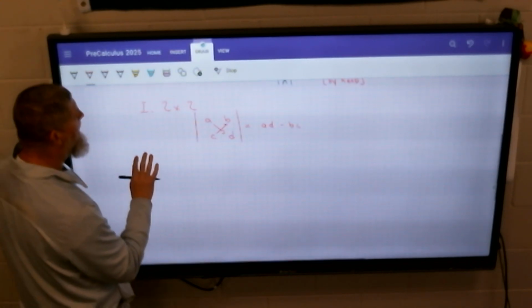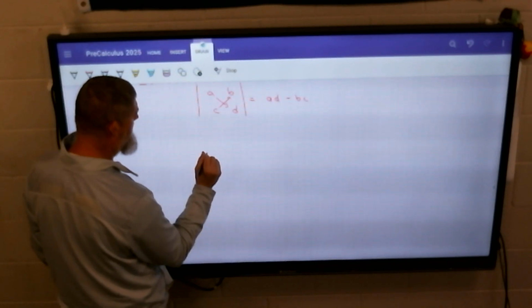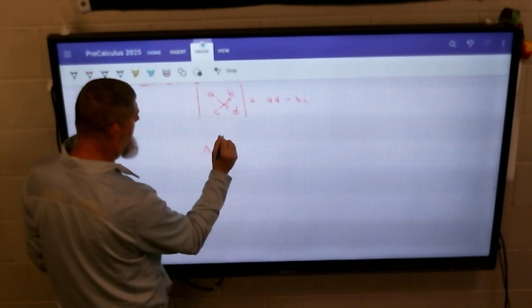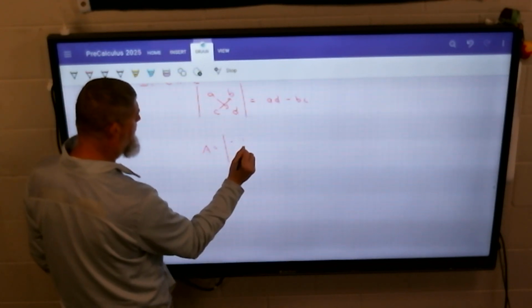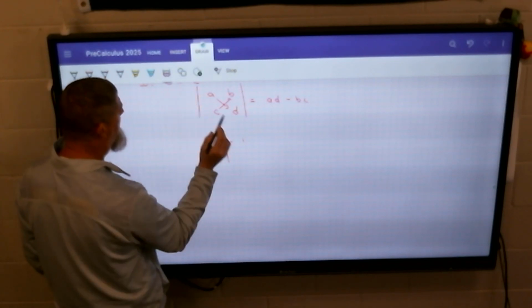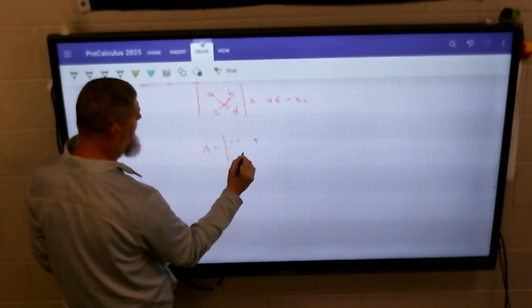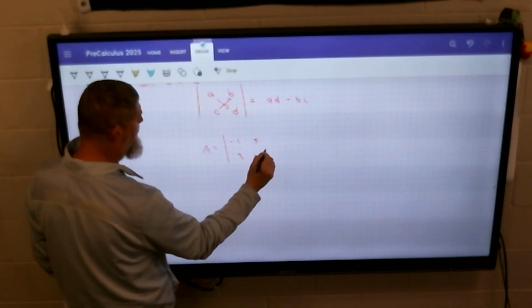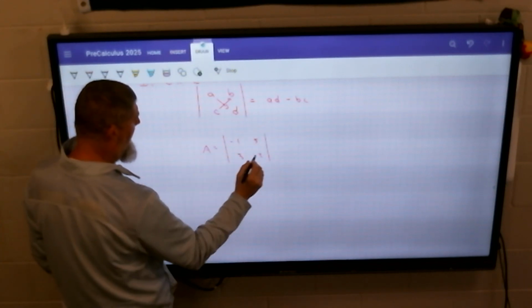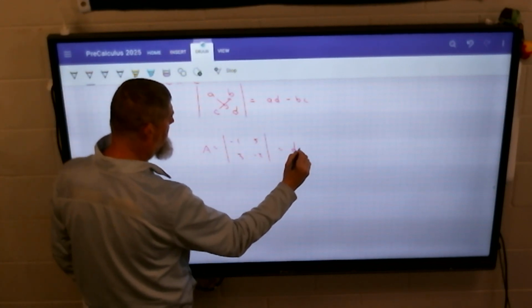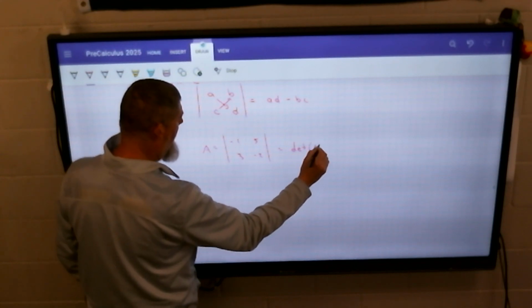So, let's say we give you matrix A equal to, let's say, -1, 5, 3, -2, and ask you to find the determinant of A.